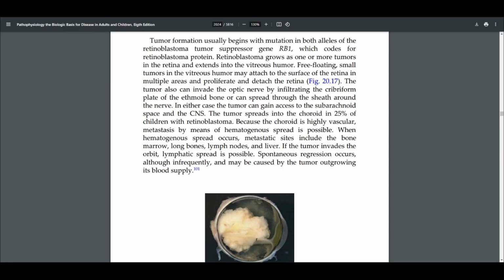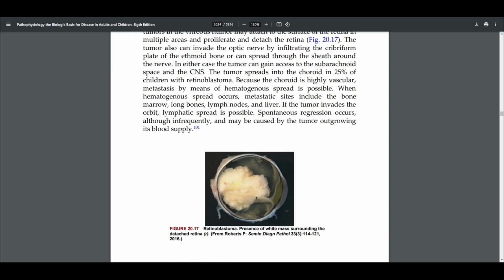The tumor spreads into the choroid in 25% of the children with retinoblastoma. Because the choroid is highly vascular, metastasis by means of hematogenous spread is possible. When hematogenous spread occurs, metastatic sites including the bone marrow, long bones, lymph nodes, and liver can occur. If the tumor invades the orbit, lymphatic spread is possible. Spontaneous regression occurs, although infrequently. It may be caused by the tumor outgrowing its blood supply.